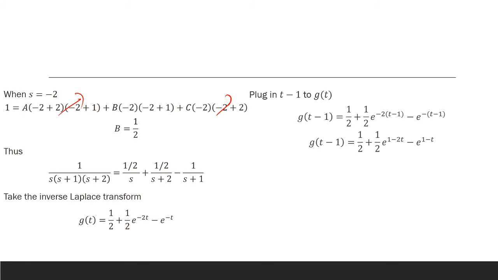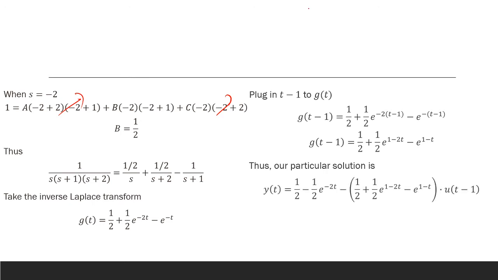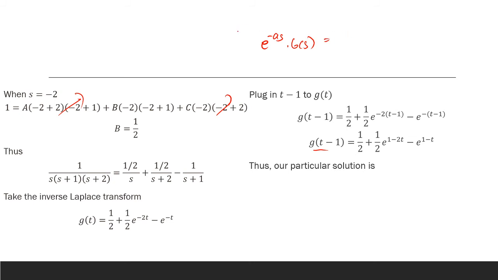Simplify natin yan. We will have 1 half plus 1 half e raised to 1 minus 2t minus e raised to 1 minus t. This is now our particular solution. We have to substitute this g of t dito sa nakuha natin kanina. Remember time displacement theorem. That's e raised to negative s times g of s. This is the inverse Laplace of this one is equal to g of t minus 1 times u of t minus 1.